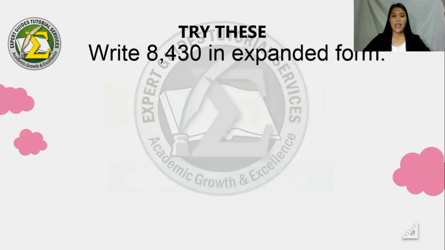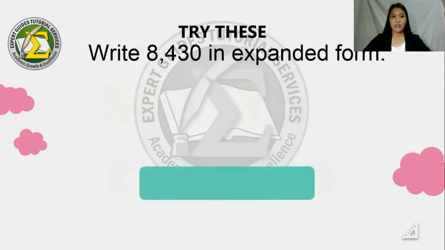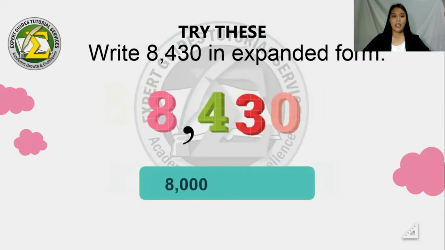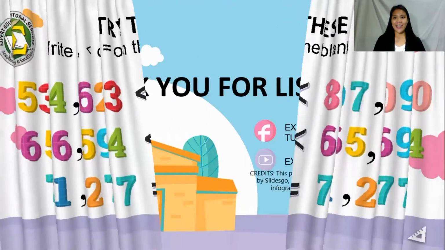Let's try to write 8,430 in expanded form. 8 is the highest place value, which is in thousands. So we write this as 8,000. And we have 4 in the 100 place value that gives us 400, and add the tens, which is 3, that gives us 30. Again, we don't have to put the ones place value because it has a value of 0. And that ends our discussion for today.